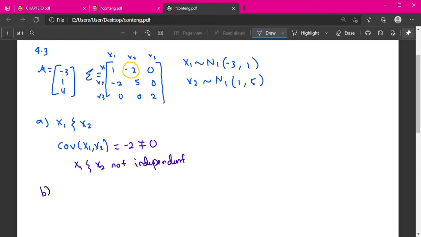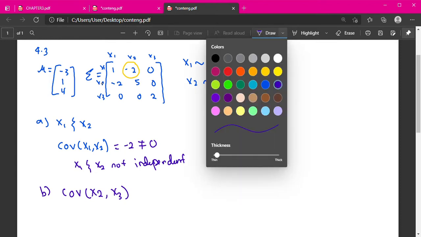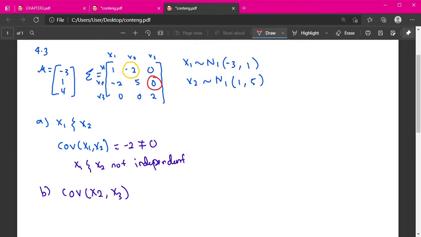Okay, B, X2 and X3. We need to observe the covariance between X2 and X3. Which one is it? Second row, third column. This value. Because the value of the covariance is 0, we can say that X2 and X3 are independent.